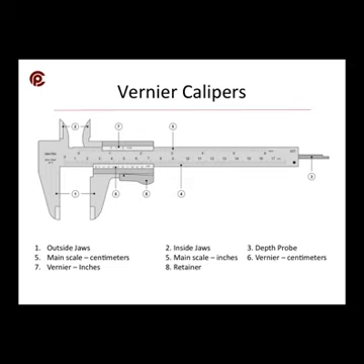Okay, the jaws, there's two sets of jaws in this diagram. The jaws at number 1 measure the outside of the object. The jaws at number 2 measure the inside of the object. Then you have your main scale, signified by 4 and 5, and then you have your vernier scale, signified by 6 and 7. There's also a retainer.